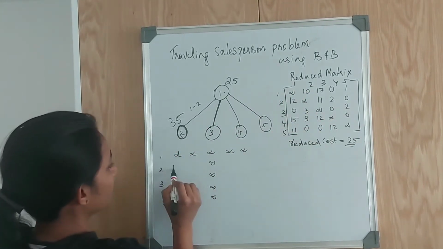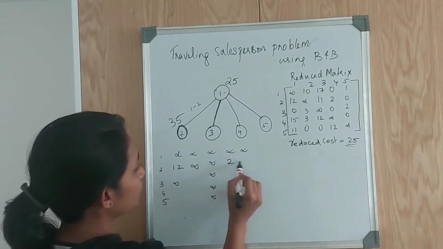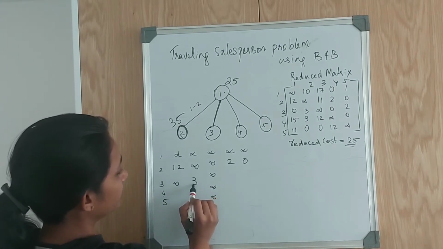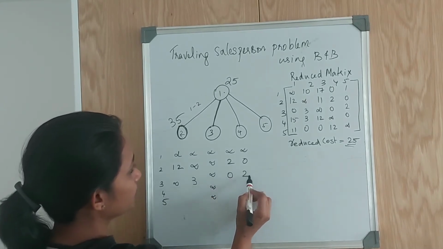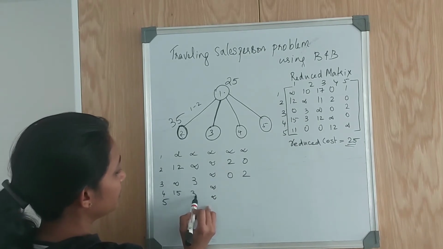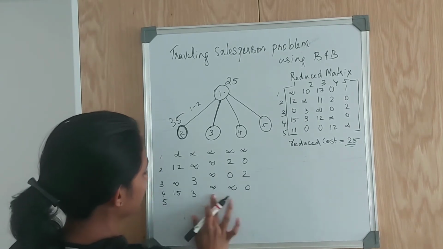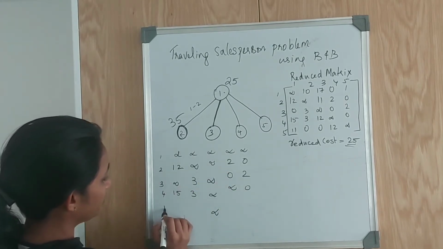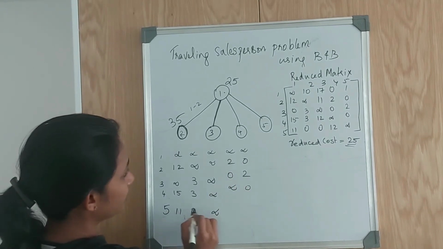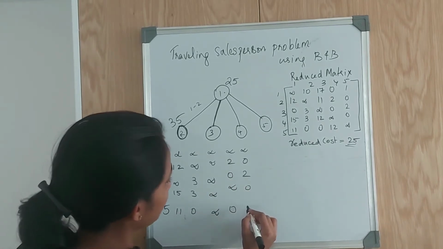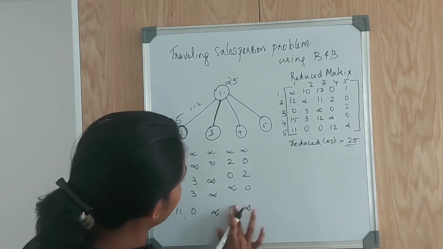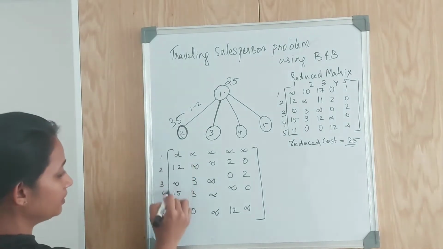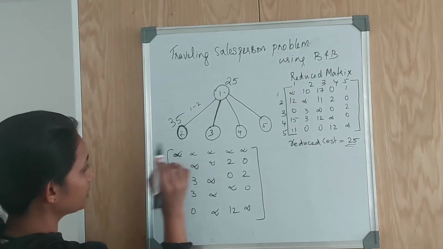So from 2, 12, infinity, 2, 0. Here 3, 1 is 0. Sorry, infinity. 3, 0, 2. This is 15, 3, infinity, 0. And here 11, 0, 0, infinity. Sorry, this is 12. Okay. Now, once this is done, these are all infinity. It's not 2, it's infinity.